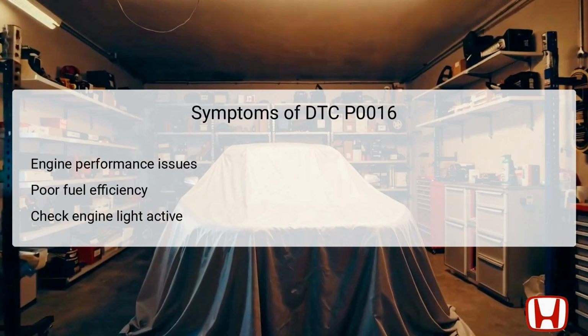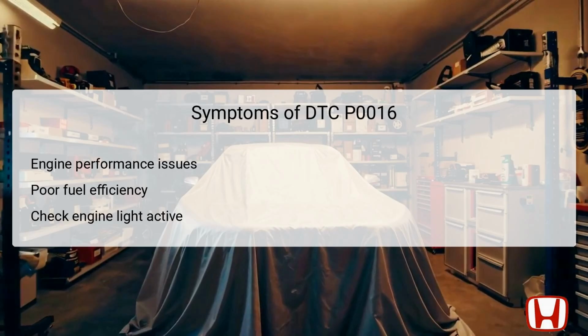When DTC P0016 presents itself, various symptoms may arise. Primarily, drivers may notice engine performance issues, such as a lack of power during acceleration or irregular engine idling. This irregular performance directly stems from improper timing of the engine components. Poor fuel efficiency can also manifest, as the engine may work harder to compensate for incorrect timing, thereby consuming more fuel than necessary. Additionally, the vehicle's onboard diagnostic system will trigger the check engine light, alerting the driver to a potential issue that requires attention.